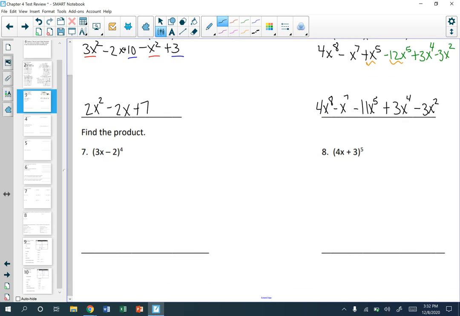All right, number 7. Now finding the product here, I see we have this binomial to the 4th, so I'm going to use Pascal's triangle. Remember, this is Pascal's triangle. All right, I'm going to stop there. Now, I'm to the 4th power, so I'm using this row right here. And those are the coefficients I'm going to be looking at.